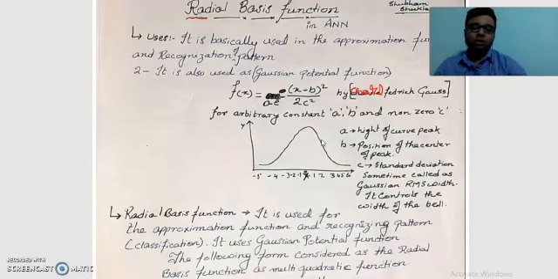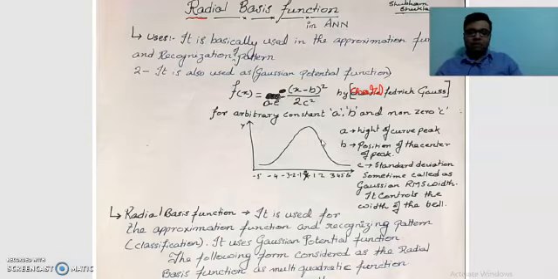Before dealing with the Gaussian potential function, let me tell you what the Gauss function is. In mathematics, the Gauss function is referred to as the Gaussian, and it is the function where f of x equals a times exponential of minus (x minus b) whole square upon 2c square. This function was given by the famous scientist Carl Friedrich Gauss.